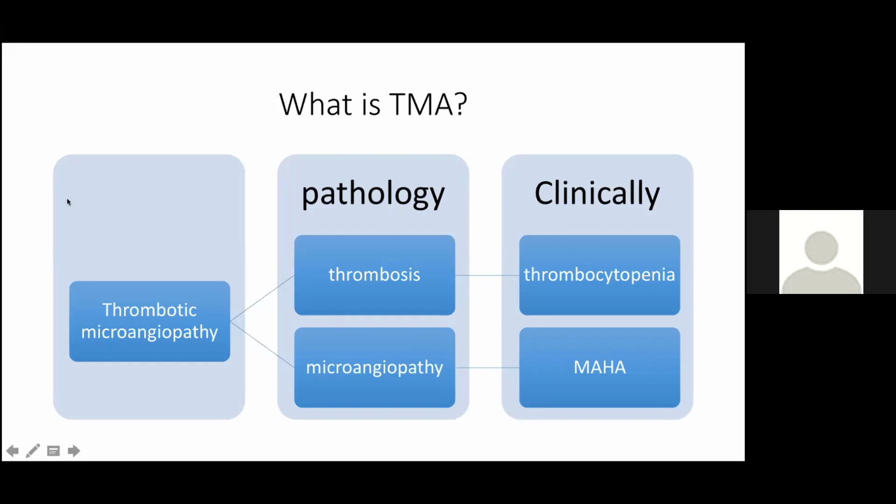So finally, when there is thrombotic microangiopathy, clinically this patient will come to us with thrombocytopenia and microangiopathic hemolytic anemia. Those are the two main features of thrombotic microangiopathy.